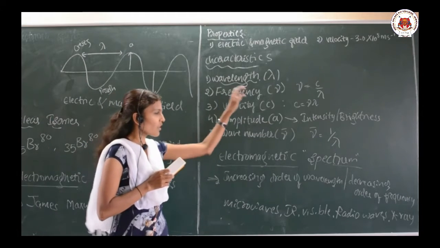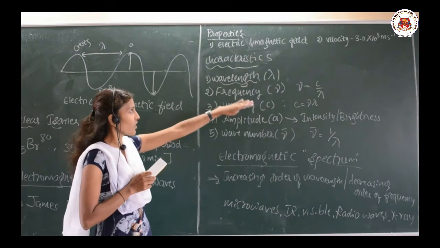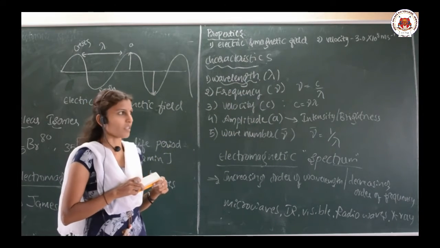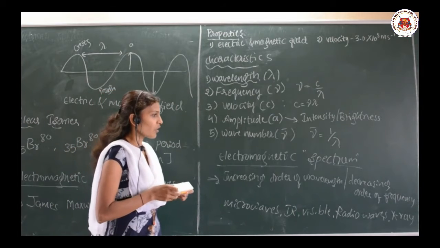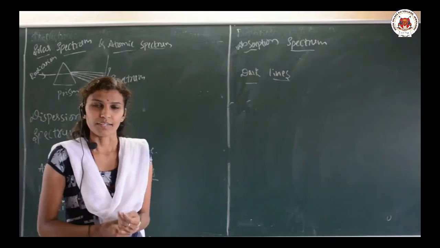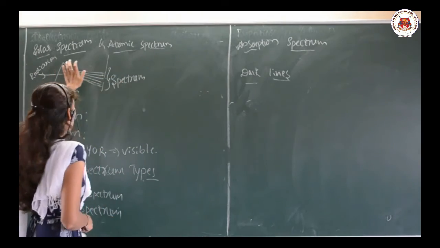Clear? So all these characteristics and these formulas are very important for the numericals. Clear? So we'll continue the next concept in our next class. Thank you. Let us go for the solar spectrum and atomic spectrum.